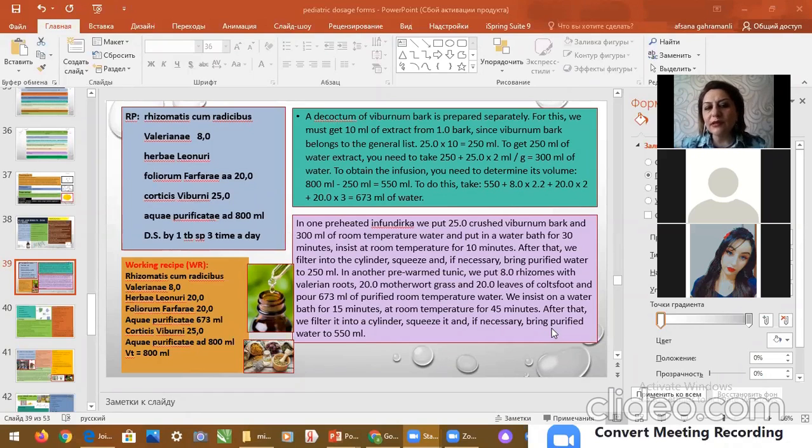Rhizomatis cum radicibus valeriani 8 gram, herba leonori 20 gram. Why, Mohammed? Why do we write in our passport herba leonori 20 gram too? In our prescription, it is not written how many after herba leonori, but we take 20 gram. Why? According to prescription.